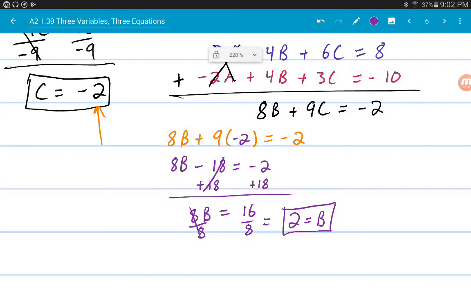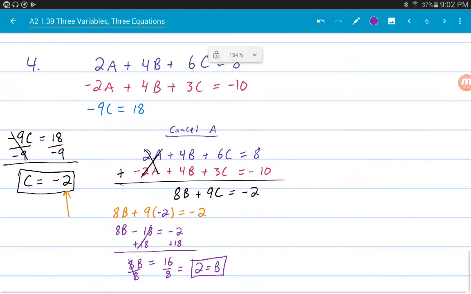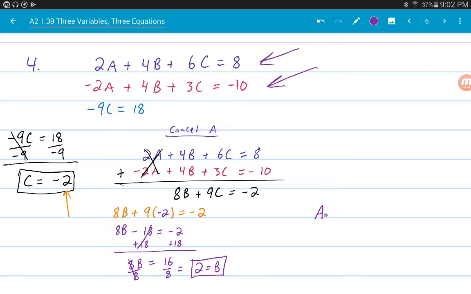Now we're on a roll. I have B, I have C. I'm not going to finish this for you. What you'll do is you'll take one of the original equations, this one or this one, and you'll plug those in to find A. You'll write your final answer in this form, A, comma B, comma C, and that'll be your final answer. So good luck in finishing that.